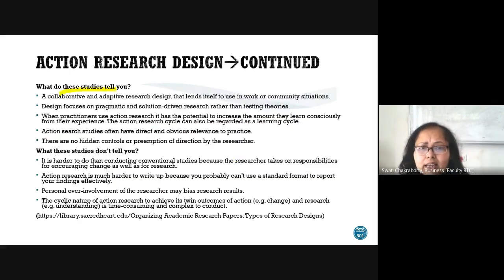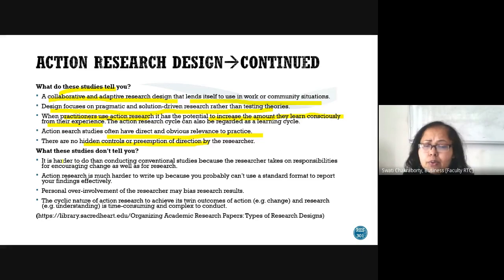What do these studies tell us? Firstly, it's a collaborative and adaptive research design which lends itself to use in work on community situations. It focuses on pragmatic and solution-driven research rather than testing theories. When practitioners use this research, it has the potential to increase the amount they learned consciously from their experience. So it's a learning cycle, learning by experience. It often has direct and obvious relevance to practice, and there are no hidden controls or preemption of direction by the researcher.